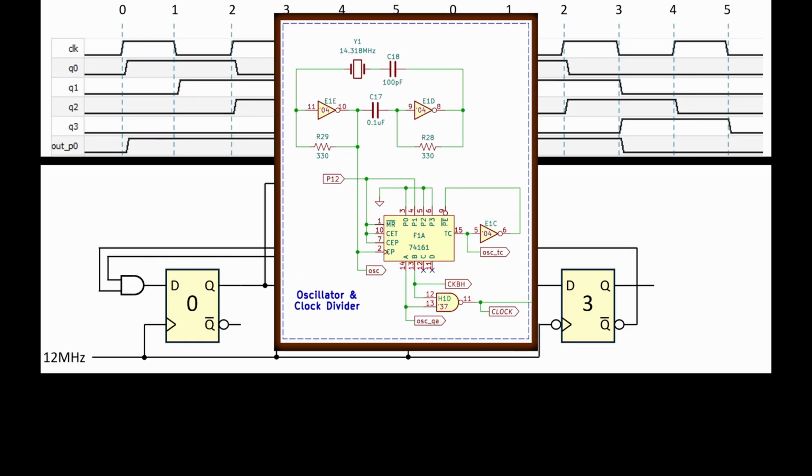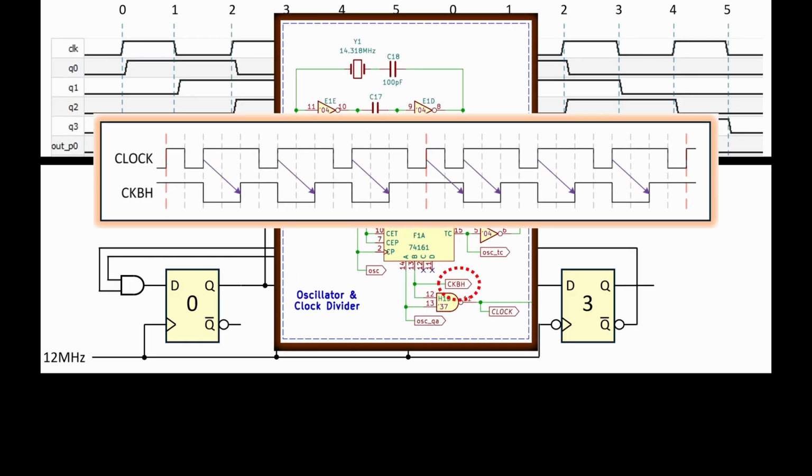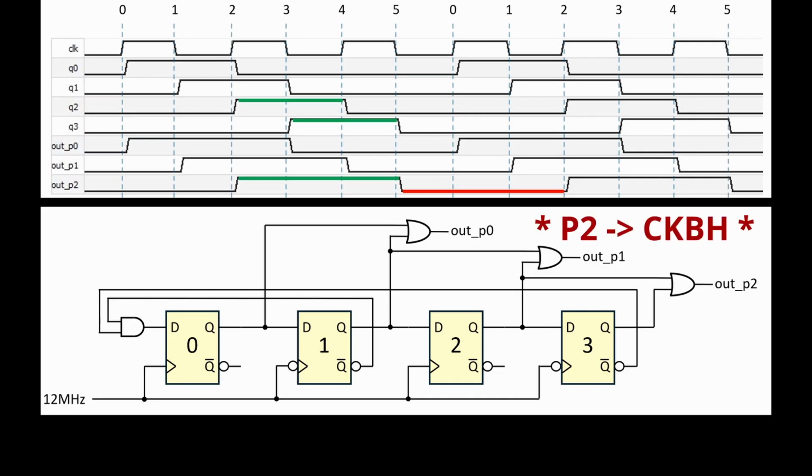We also need to derive CKBH, which is at an offset from clock. We can generate 2 additional outputs offset by 1/3 of 4 MHz by ORing Q1 with Q2 and Q2 with Q3. Here, output P2 is close to the original offset of CKBH from clock, so we'll use output P0 for clock and P3 for CKBH. Output P1 will not be used in this design.